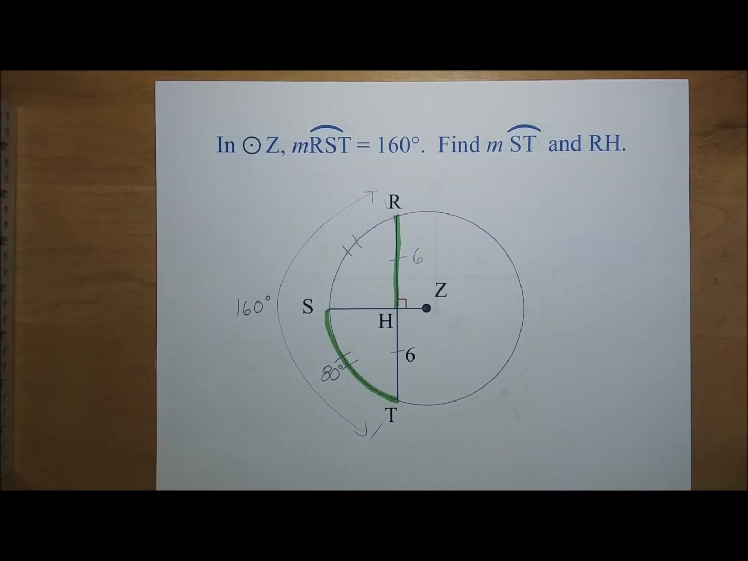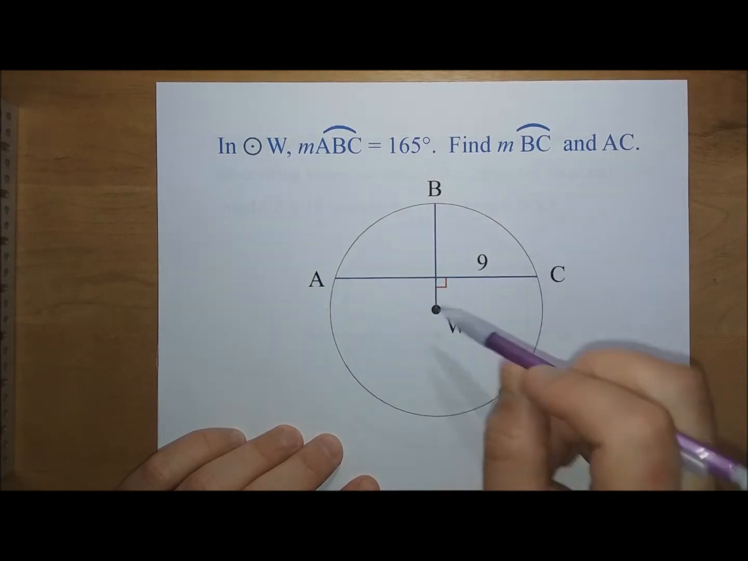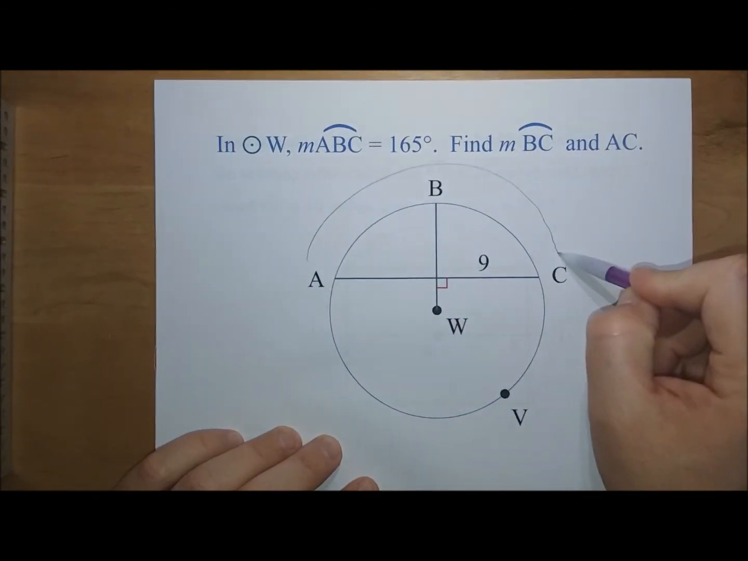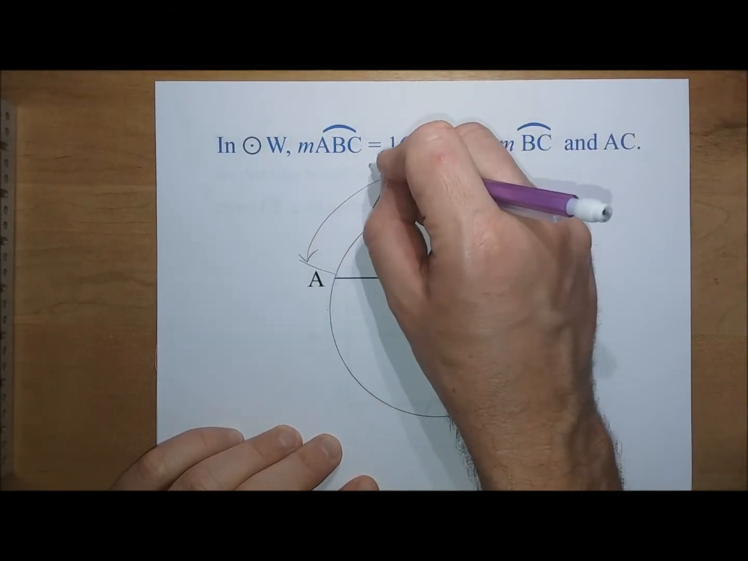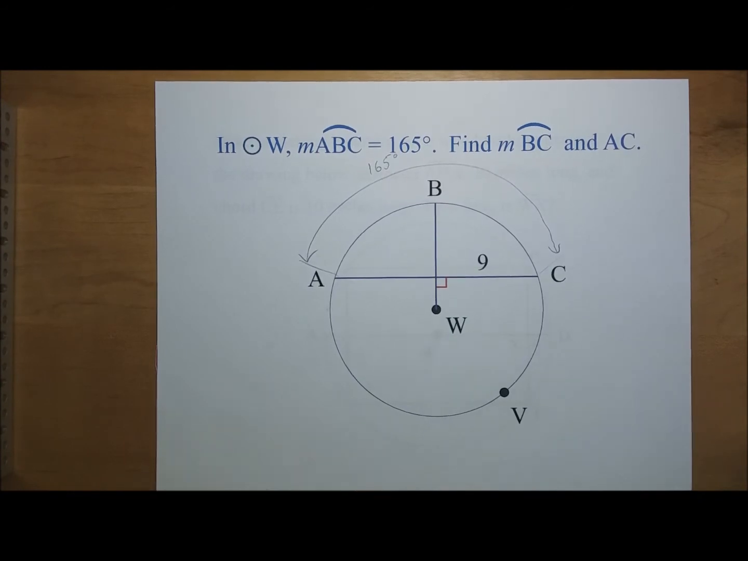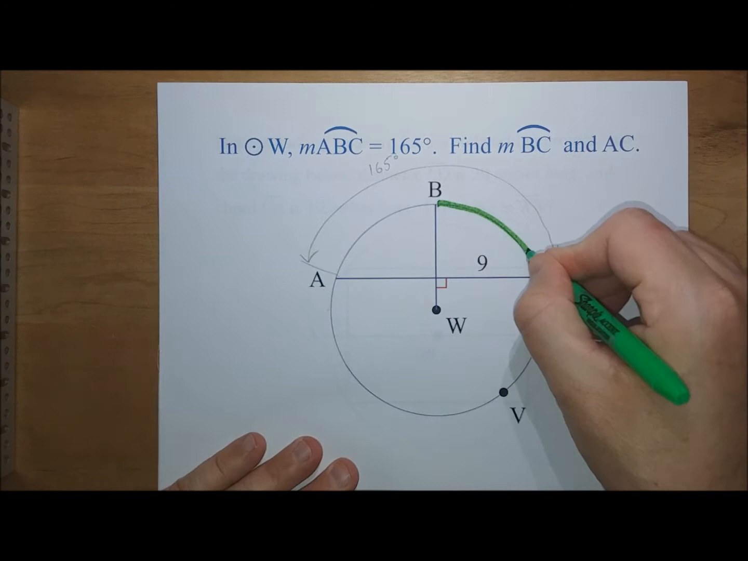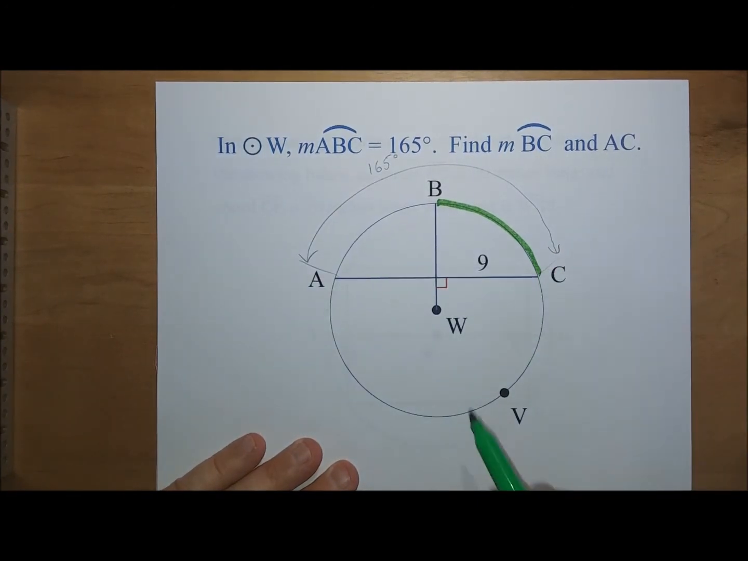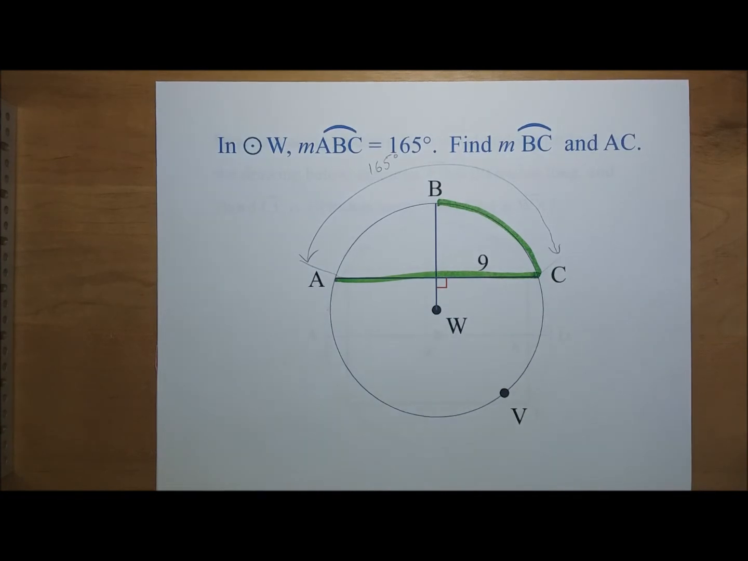Okay, here we've got circle W, and they give us that the measure of arc ABC is 165 degrees. So this arc here is 165 degrees. Could we find the measure of arc BC? I want to know this one here. And could we find AC? All right, this time they want the whole length of the chord.